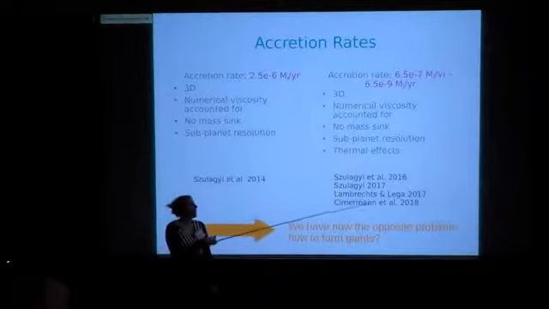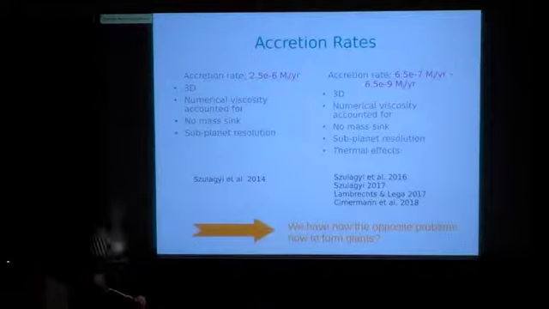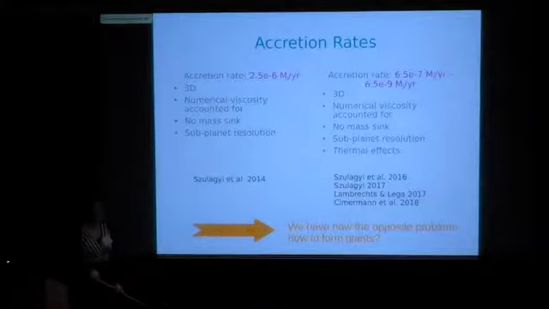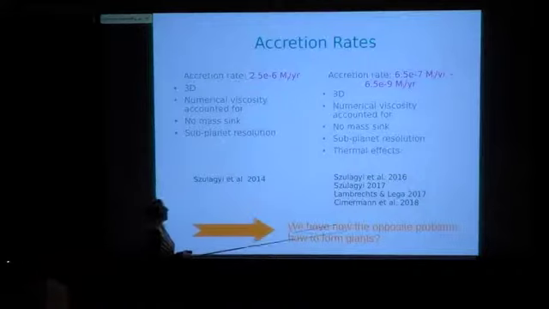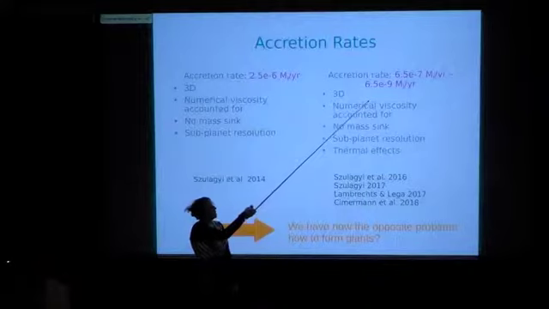And now, since other people with other codes are also getting very similar accretion rates when they include those thermal effects I included, it seems like we now have the opposite problem, that it's difficult to form giant planets. Because if you look at here, this would mean that to build up a Jupiter mass planet, we need almost 10 to the 9 years.